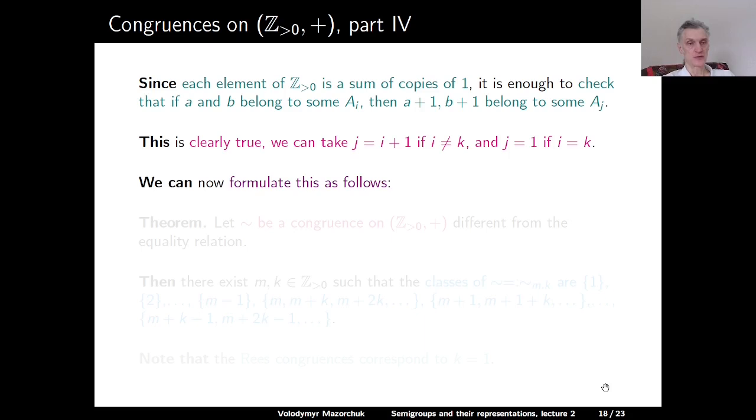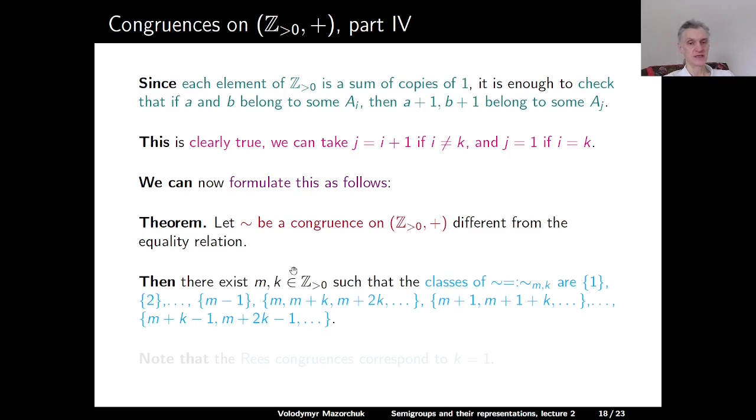formulate this as follows. Theorem: let tilde be a congruence on the additive semigroup of all positive integers, different from the equality relation. Then there exist positive integers m and k such that the equivalence classes of this congruence, which we denote by tilde m,k, are 1, 2, and so on, m minus 1, and then the class m, m plus k, m plus 2k, and so on, and then m plus 1, m plus 1 plus k, and so on, up to m plus k minus 1, m plus 2k minus 1, and so on.